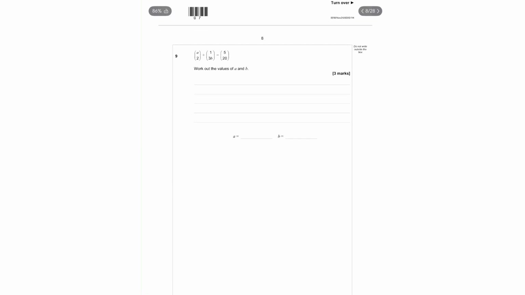Moving on to question 9, and we're told to work out the values of a and b. So we can see from the notation here that these are written in vector form, where we'd have an x and a y. So how this works is the top line has to be consistent and the bottom line will have to be consistent. So what do I mean by that? a plus 1 equals 5 and 2 plus 3b equals 20. So these are the two equations that we need to work out.